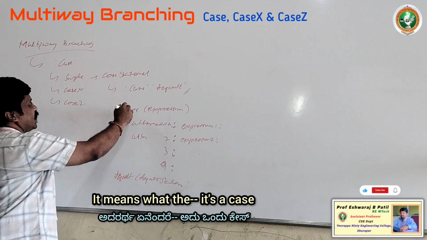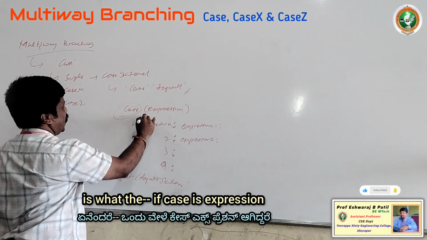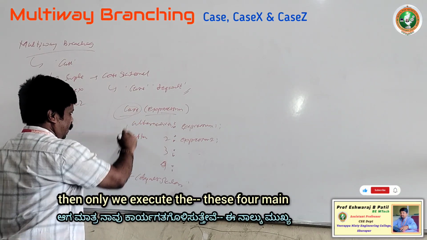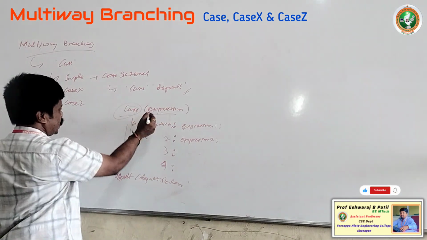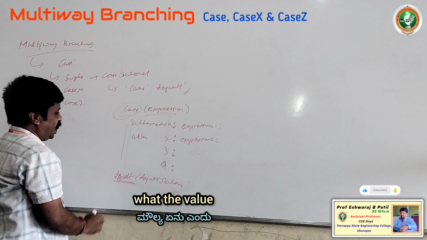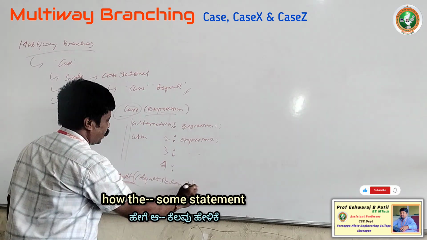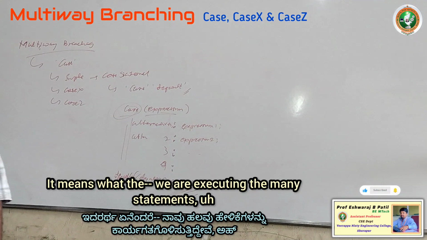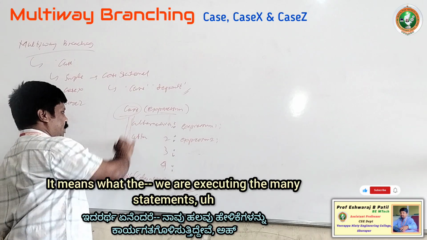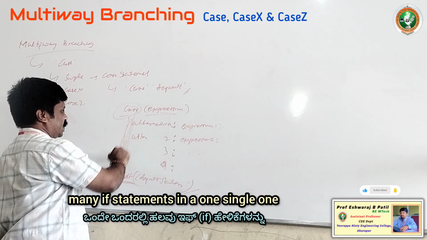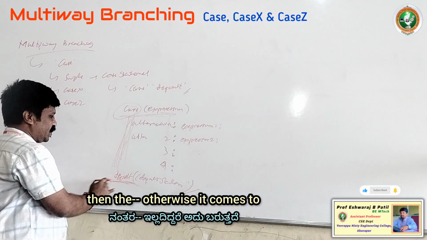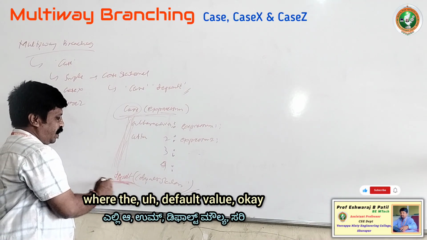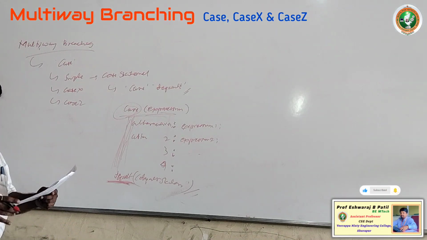It means if the case expression matches, then only you execute these many statements. If it is not true, then we go with the default value, which has some statement that will be executed. It means we are executing many if statements in one single construct. If the case expression is true, it executes, otherwise it comes to the default value.